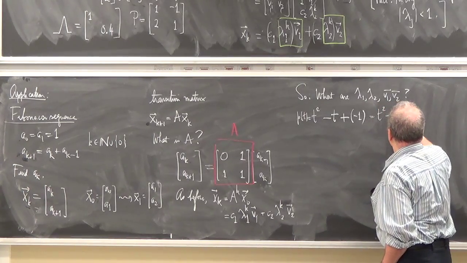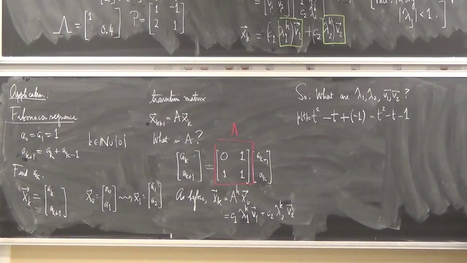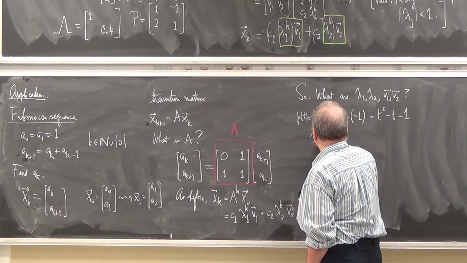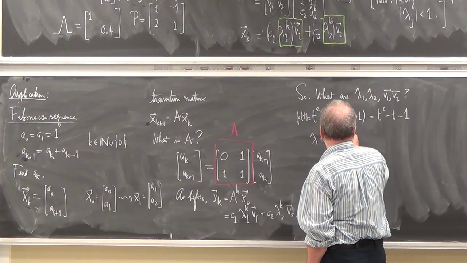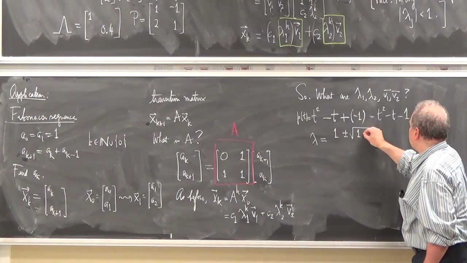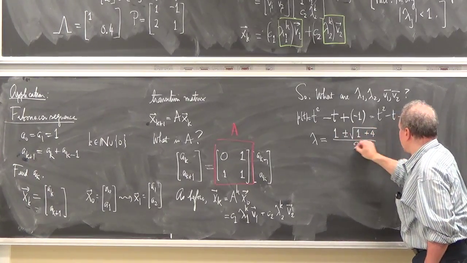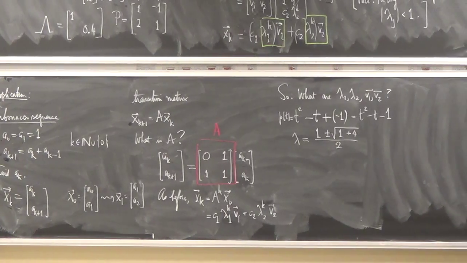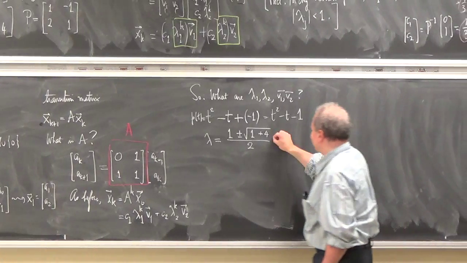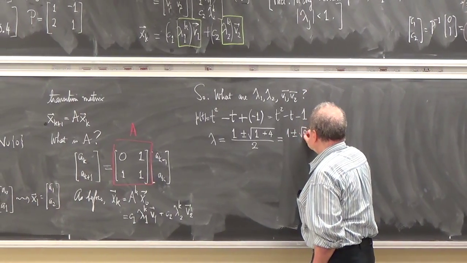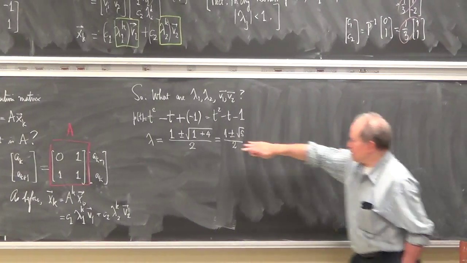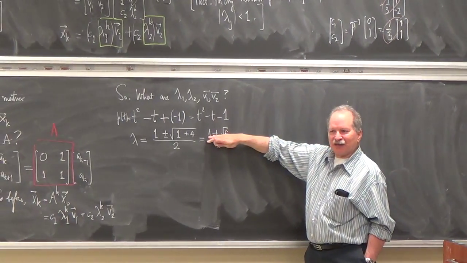What are the roots of this? The golden ratio. So the roots are 1 plus or minus the square root of b squared minus 4ac, all over 2a. So, 1 plus or minus the square root of 5, over 2. And pretty much everybody in the room recognizes it with the plus sign as being the famous golden ratio.